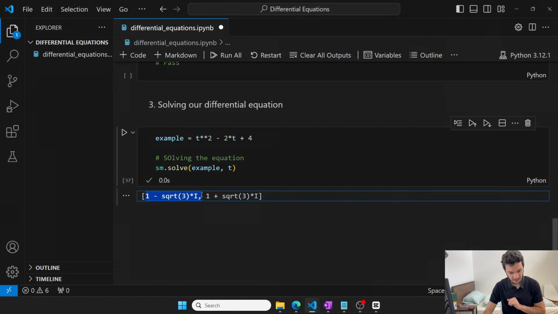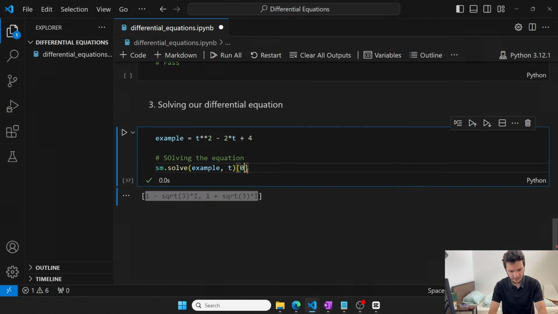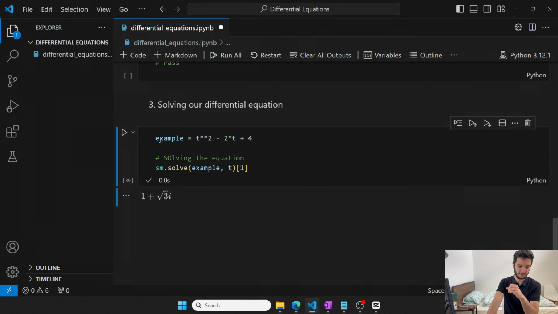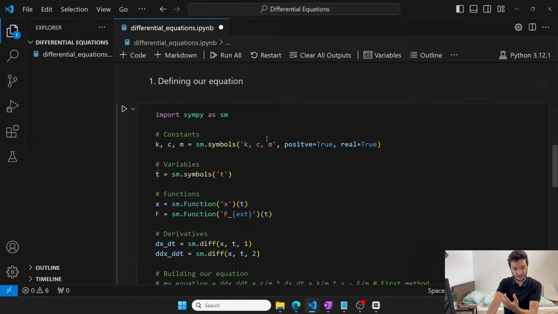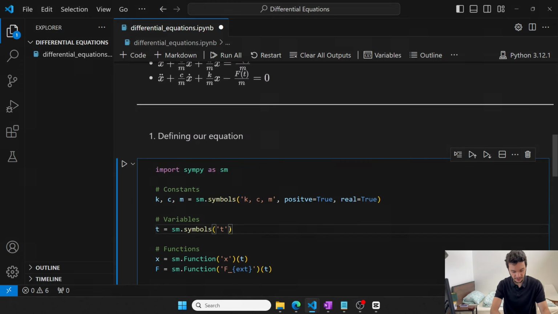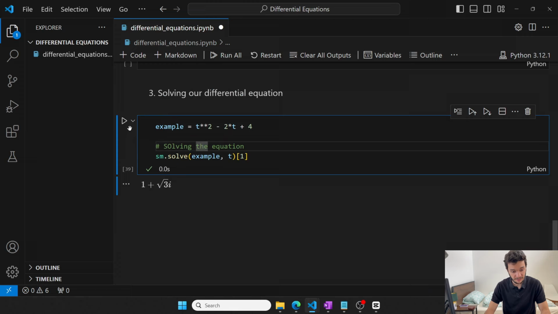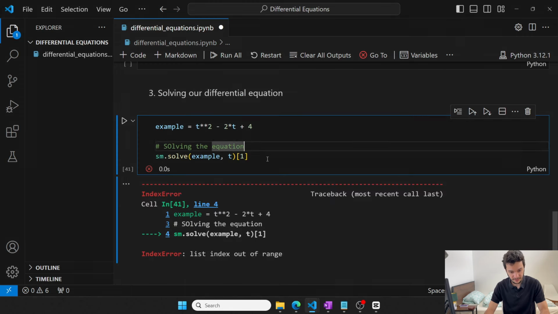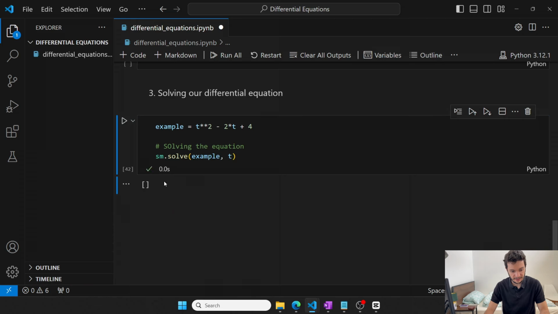We get two solutions, this one and this one. If I want to view the first solution, it is 1 minus square root of 3 times i. And the second solution is 1 plus square root of 3 times i. So in a way, this means that the discriminant of this equation is negative, so we get complex solutions. But since here I have made some assumptions saying that my variable is positive and real, if I execute this when trying to solve this equation, you'll see that we get no solution since t is supposed to be real.